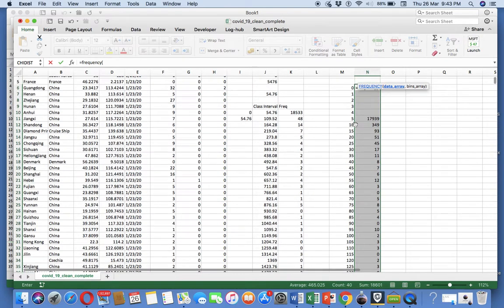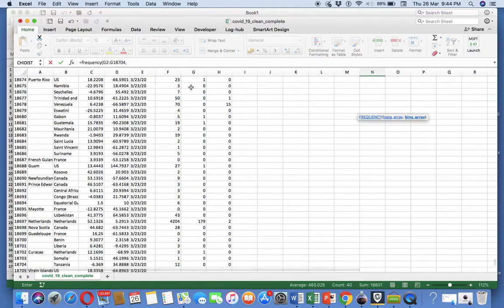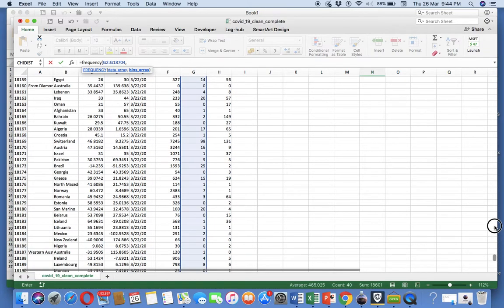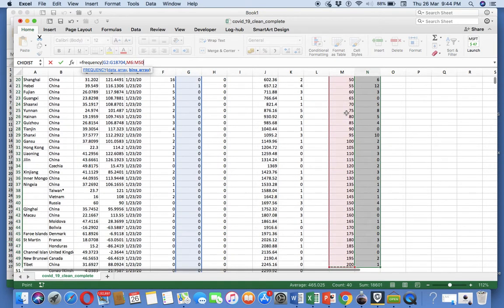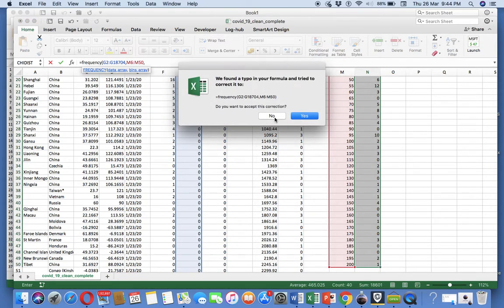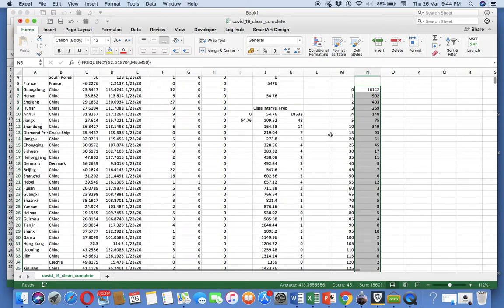Frequency, data, close the bracket, bin range, comma, control, enter. So now we've got the distribution.